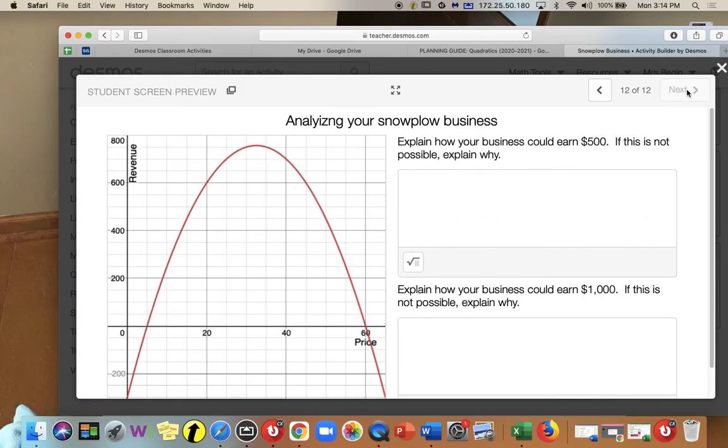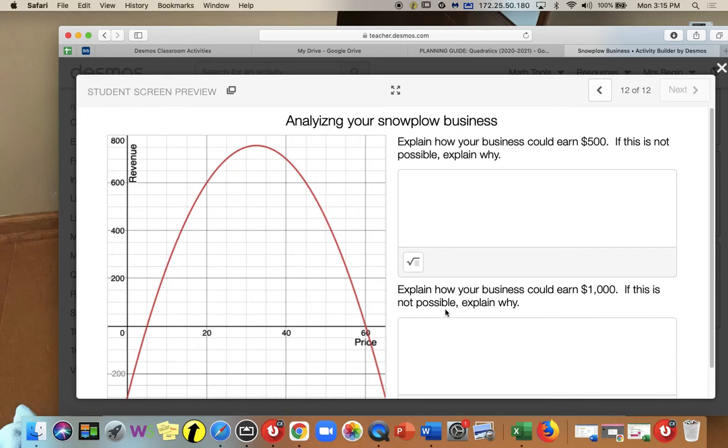All right, explain how your business could earn $500. If that is not possible, explain why. Okay, well, let's see. Does the revenue ever equal 500? And it does. It equals it twice, right? So the first dot is right here, and the second is if we charge this amount here. So the first amount that we could charge to make 500 looks like a little bit under $20. And then the second amount looks like a little bit before $50. So we can earn 500. Yes, we can. We can earn it if we charge those two amounts.